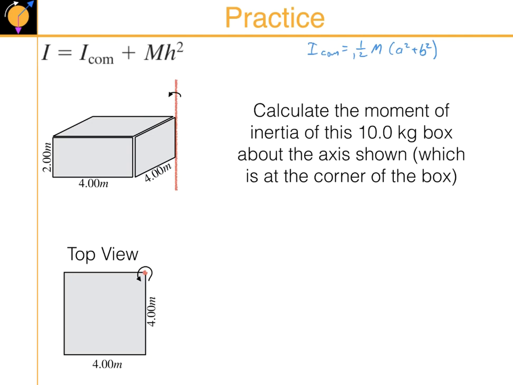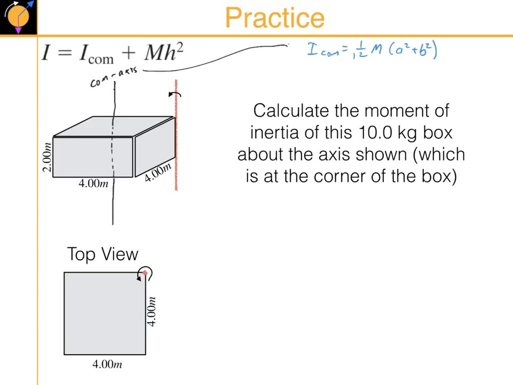Let's do another one. This is a box, and I want to find the moment of inertia if I want to rotate that box through an axis at one of the corners of the box. So we need the moment of inertia through the center of mass. If I were to rotate it through the center of mass here, this would be the center of mass axis.